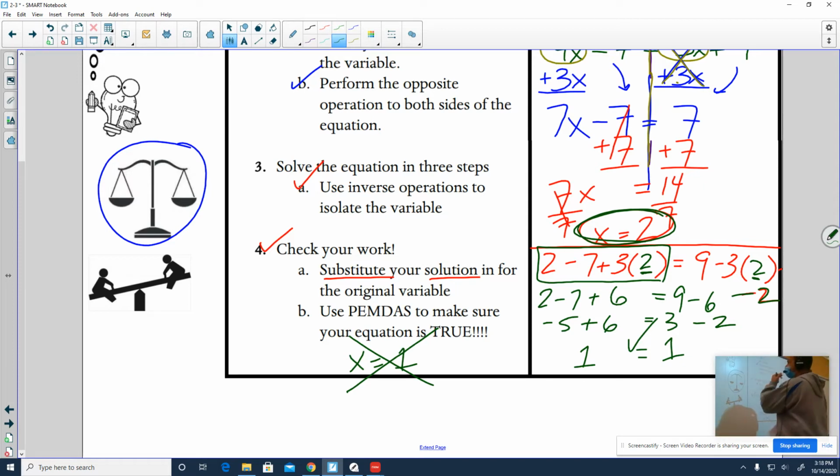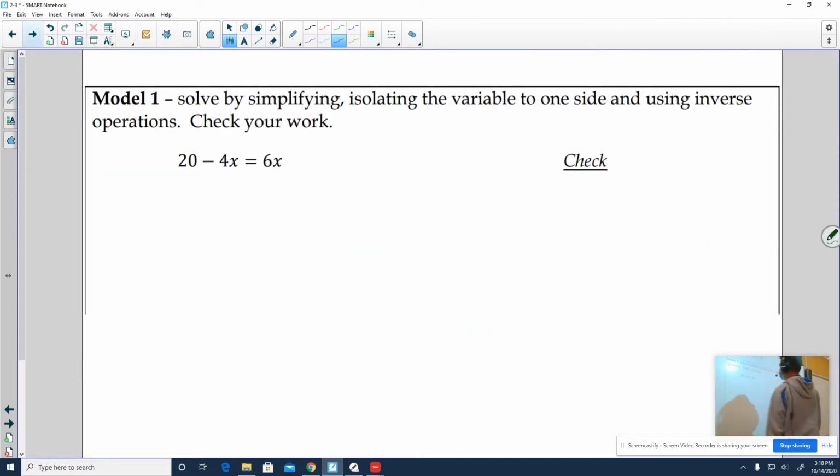Okay, let's do a couple of model examples, everybody. Model 1. Solve by simplifying, isolating the variable to one side, and using inverse operations. Check your work. The first thing that we're going to do here is draw your wall. Step 1 said simplify the left and the right. The left is simplified. There are no more like terms to combine. The right is simplified. There are definitely no like terms to combine. But if you notice in this equation, the right side only has an x term. So that's the side I think I'm going to leave my x values on.